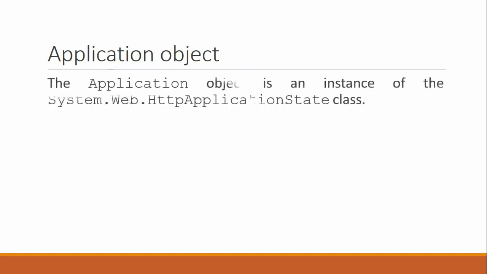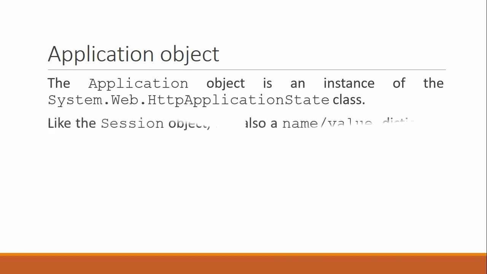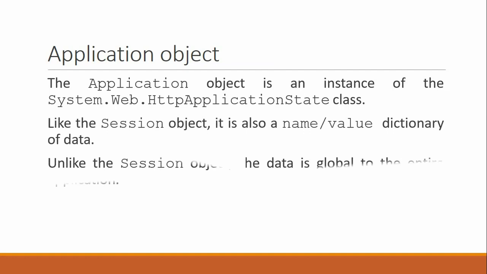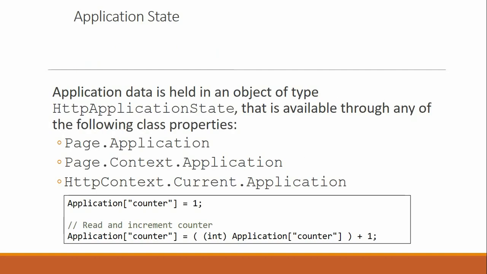The last one is the application object. Application is an instance of System.Web.HttpApplicationState. Now, how will it work? It works the same as view state or session state: name-value pair. It's a dictionary of data. Unlike the session object, the data you put inside application is global to the entire application, not to a particular user. Rather, it is given to the full application. Global to your entire application.